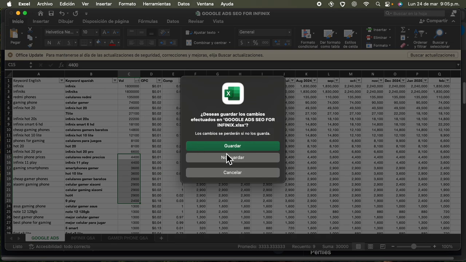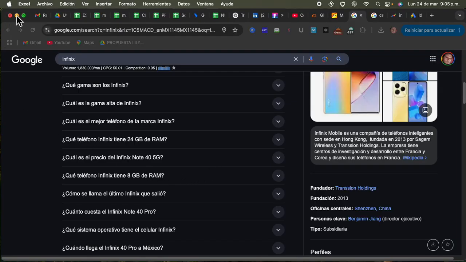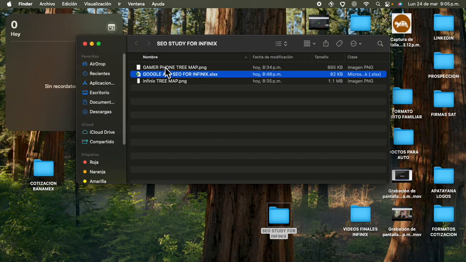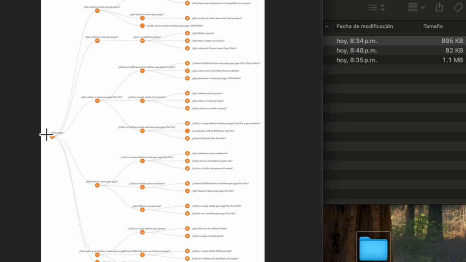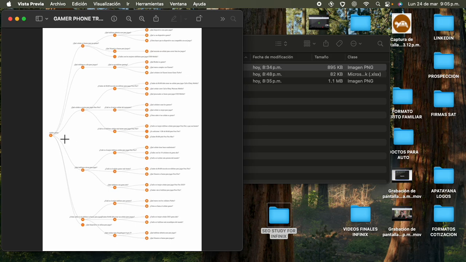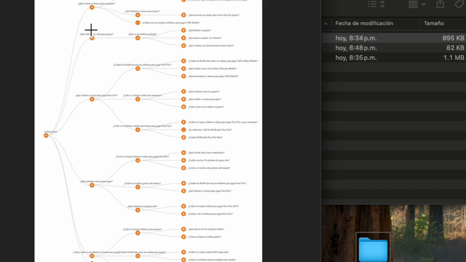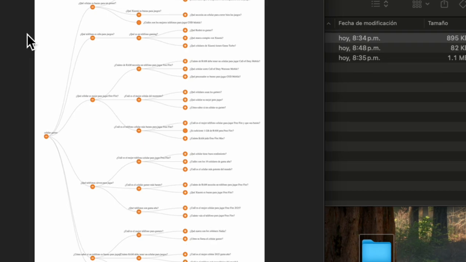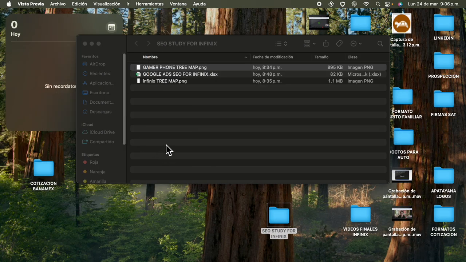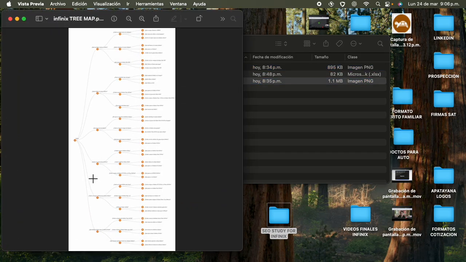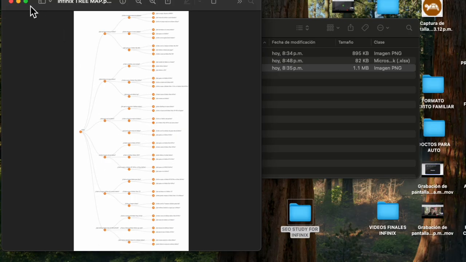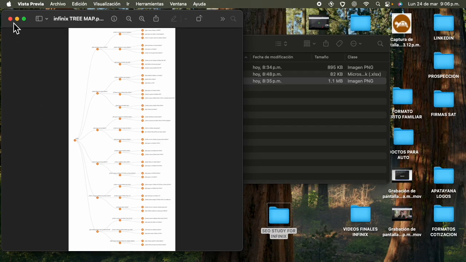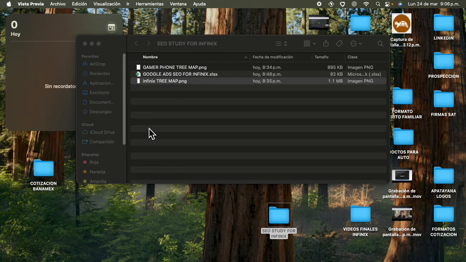Then if it's easier for you, I also made a map here where you can see these questions. Well, you are going to understand when you see the map. Related to gaming or related to Infinix, it is a tree map of content that you can use also for creating content instead of Excel, but it's only a roadmap.